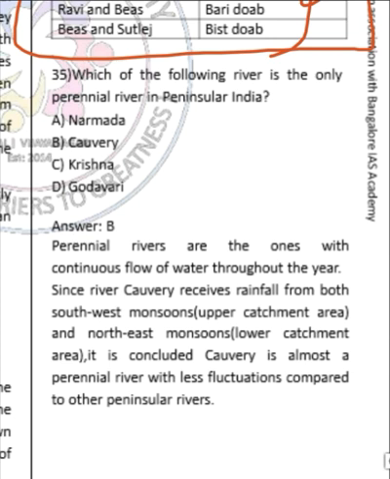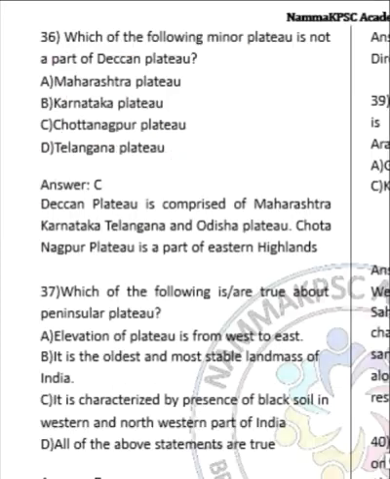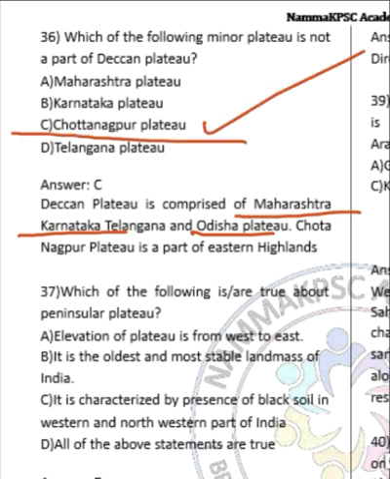Question number 35, it is asking which of the following rivers is the only perennial river in peninsular India. Answer is option B, Kaveri. Since Kaveri is fed from both southwest monsoon and northeast monsoon, it is considered almost a perennial river in peninsular India. Question number 36, it is asking which of the following minor plateaus is not a part of Deccan Plateau. So Deccan Plateau is composed of Maharashtra Plateau, Karnataka Plateau, Telangana Plateau and Odisha Plateau. Here correct answer is option C, Chota Nagpur Plateau. So Chota Nagpur Plateau is a part of Eastern Highlands.